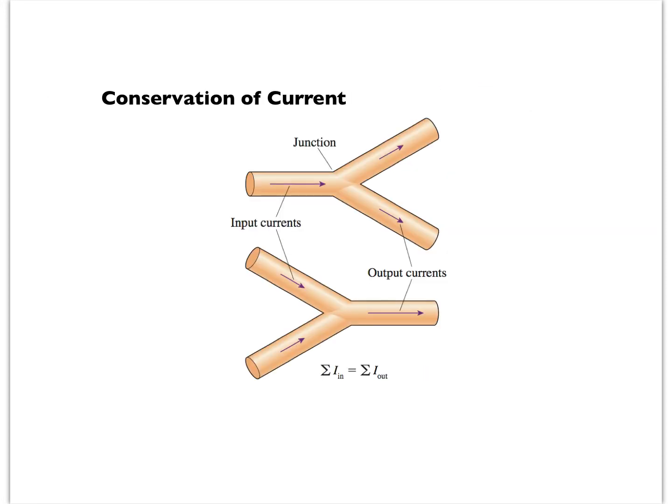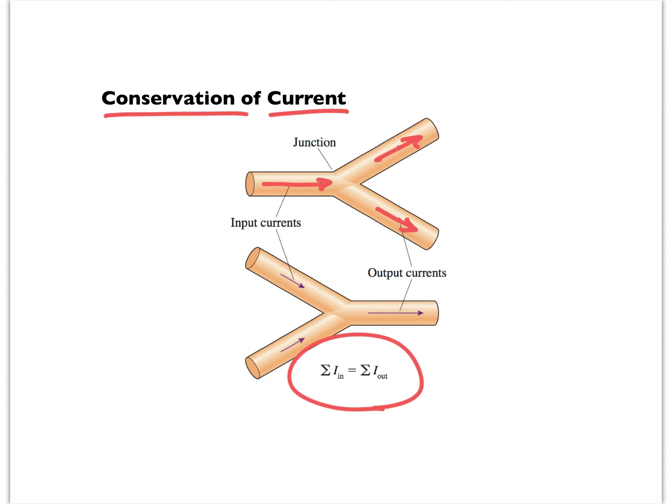Now, finally, we're going to start talking about properties of circuits. The first thing we're going to look at is conservation of current. Current is the flow of charge. Charge is conserved. So if I have a current that comes to a junction in a circuit and it splits one way and another, the output current has to be equal to the input current, because current can't be created or destroyed. The sum of the current into a junction has to equal the current out of a junction.